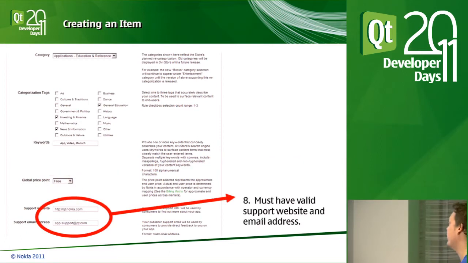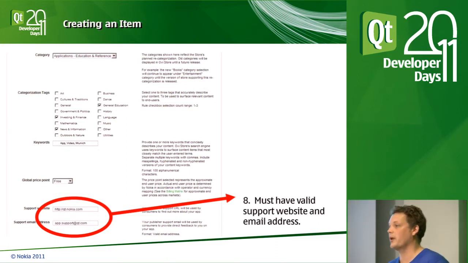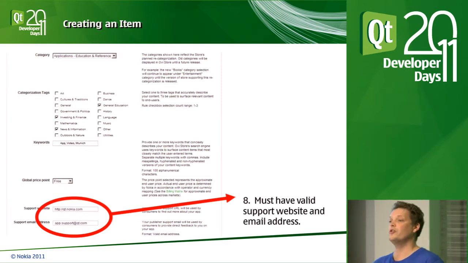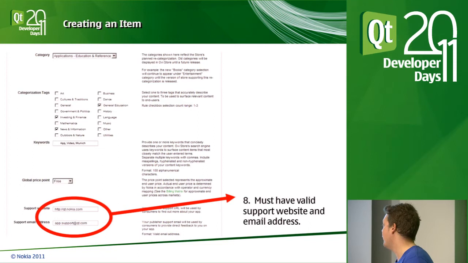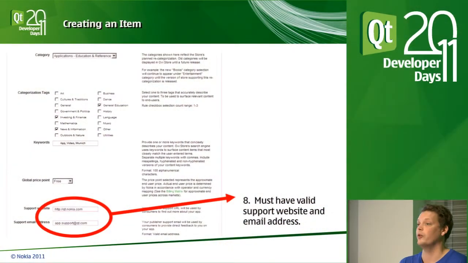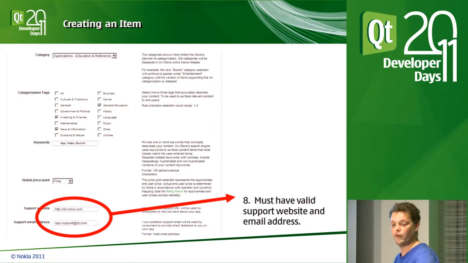Next is support information. So users might encounter problems in your application, bugs, certain functionality problems, or even want to give you guys some good ideas and feature enhancements. So you need to have a valid support website and support email address here. If not, once again, the item will fail. This information is displayed in the details screen. It's displayed right underneath your description text, so any user who sees your app will be able to access this information and reach out to you as the publisher or developer.